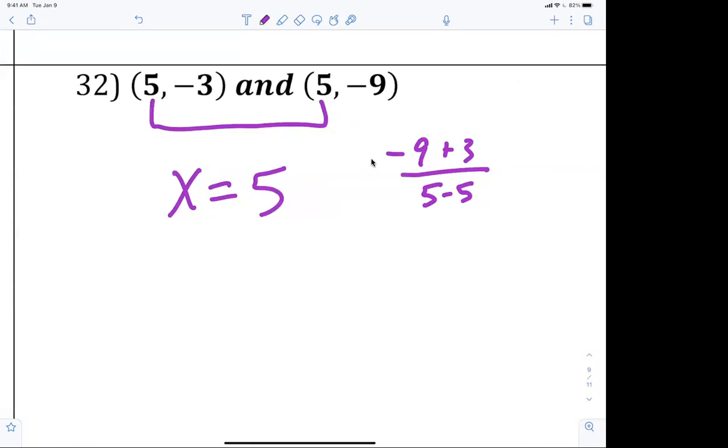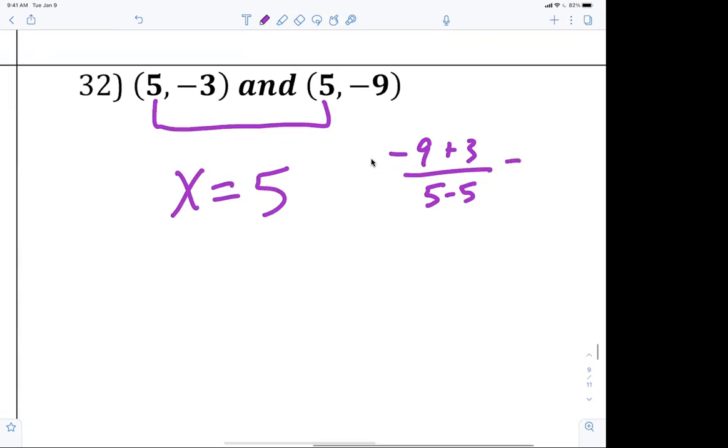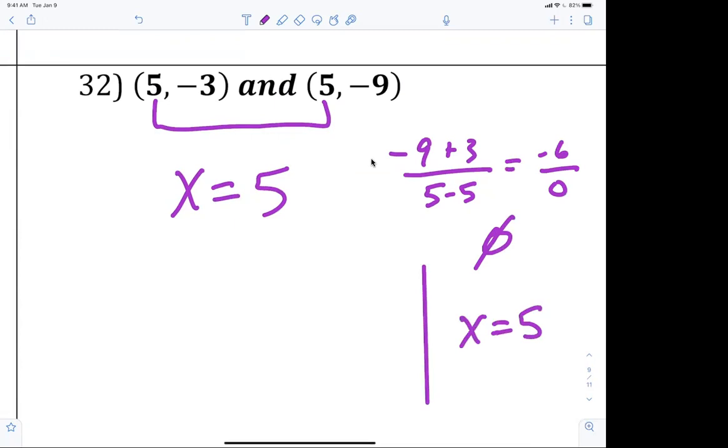Everybody good? You with me on that? That'd be -6/0, which is an undefined slope, which means it's a vertical line. Vertical lines are x equals. Right. Yes, ma'am. Well, then what about number 31?